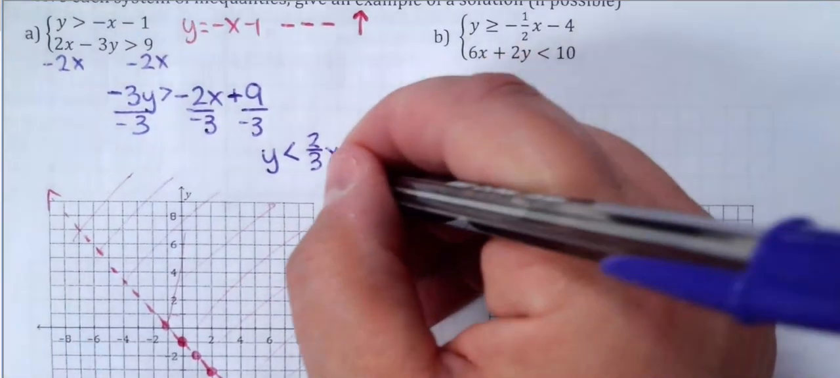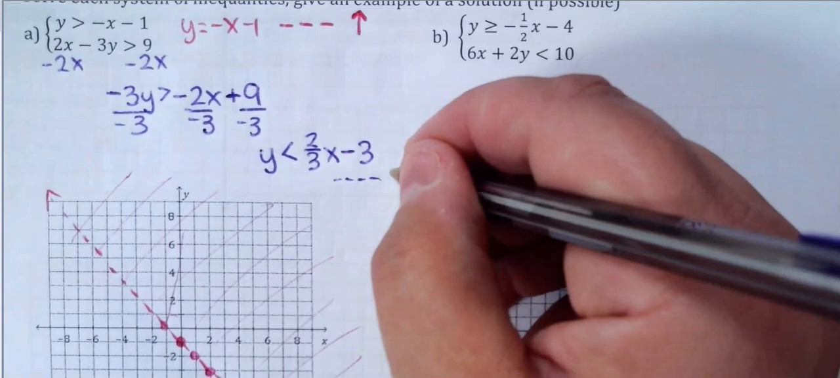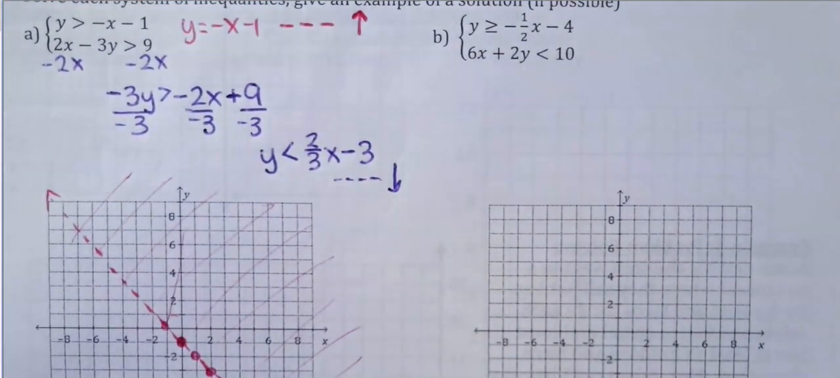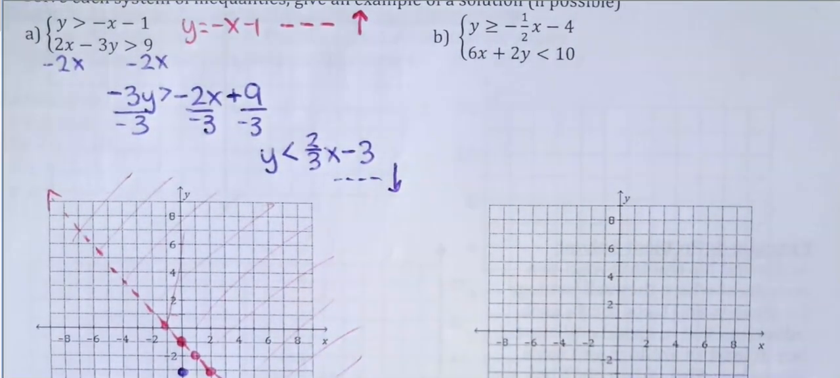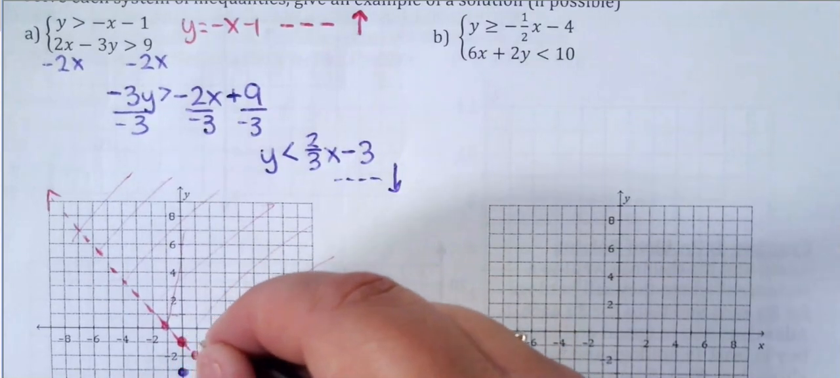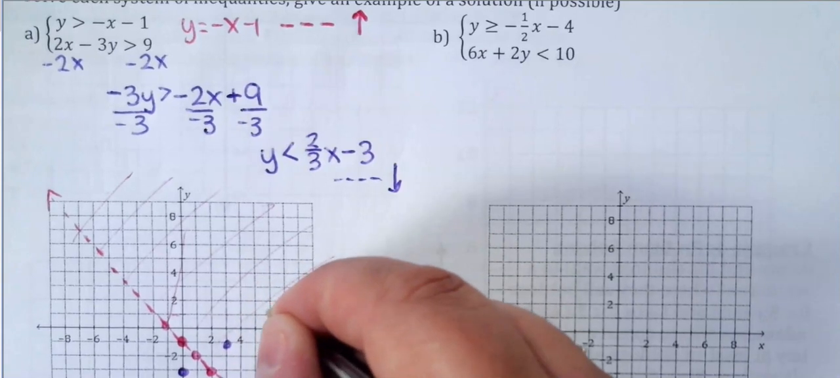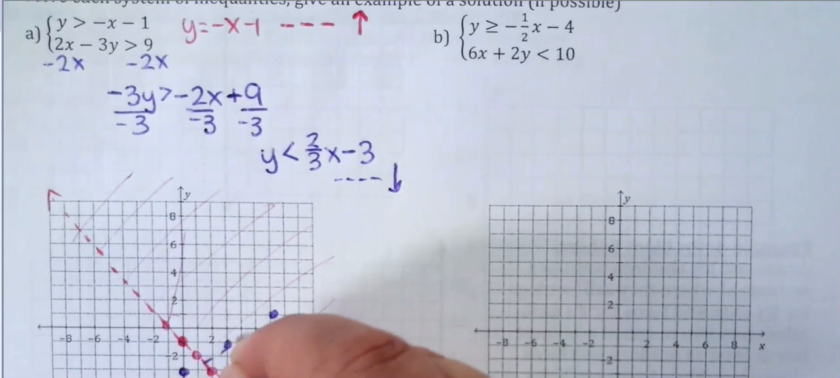This one is, again, going to be a dashed line because it's just a plain less than, and less than goes below. So I'm going to shade below this line when I put it on my graph here. So I'm just going to go down negative 3 on my y-axis. And my slope, rise over run, is up 2 and then over 3 to the right. I'm just going to do a couple points. All right, again, this is a dashed line.